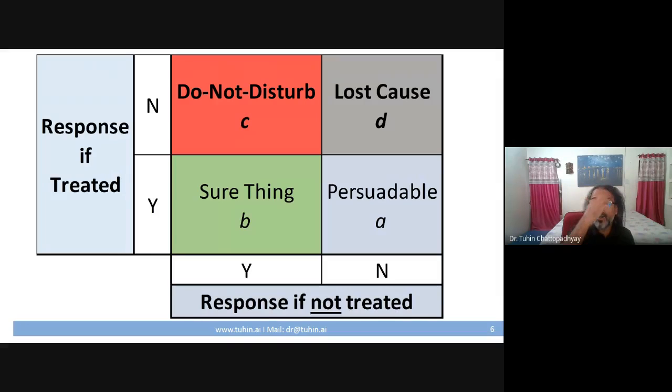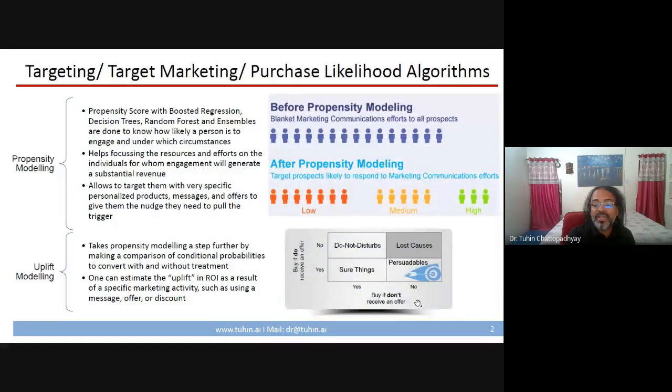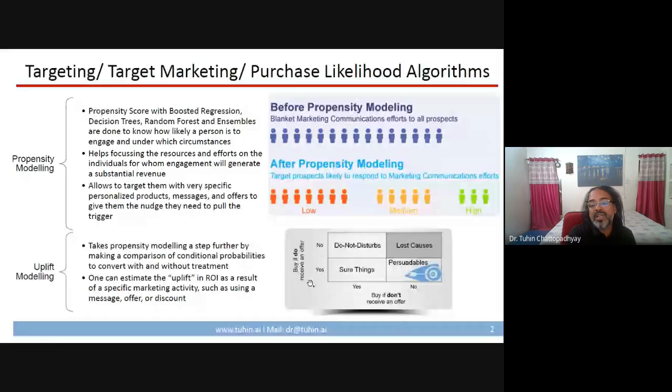So how does it happen? The same diagram I've given here: buy if they don't receive an offer, yes or no, and buy if they receive an offer, yes or no. Yes, yes: sure things, who will purchase in any case. Persuadables: if they don't receive an offer, they will not buy, and if they receive an offer, they will. So you must send them promotional discounts, then they will purchase. The lost causes: no point in pursuing them.